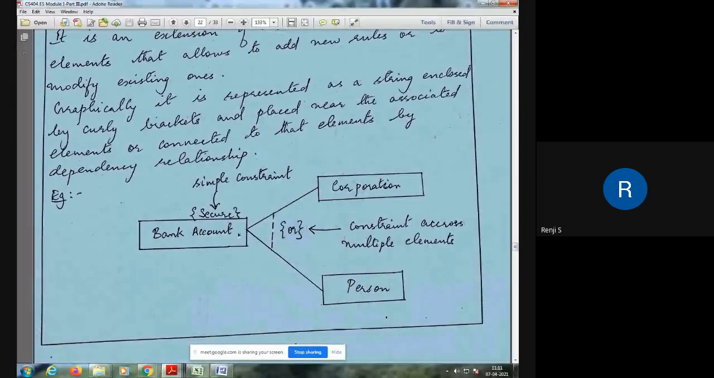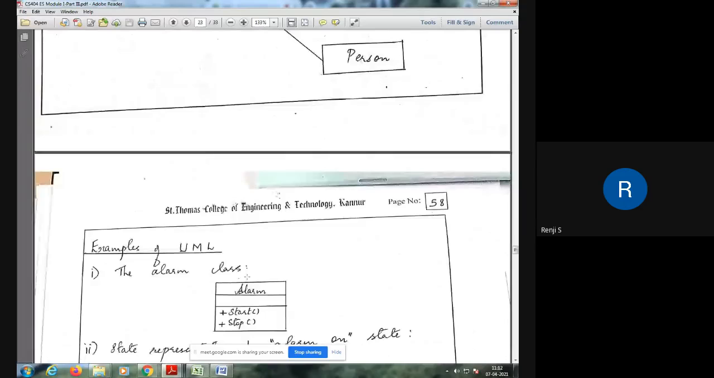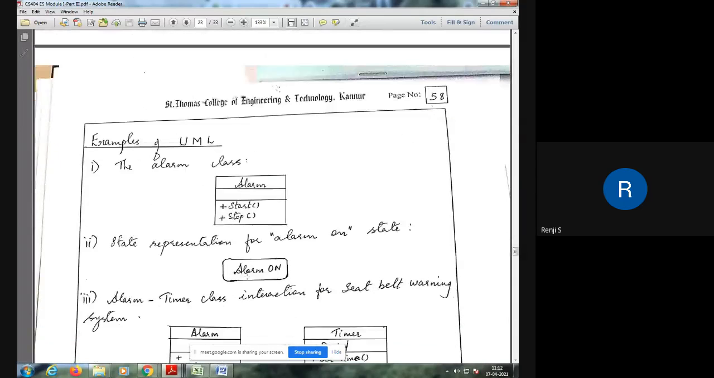Then again, even without a relationship, I can write a simple constraint near the bank account. I'm writing inside curly brackets the condition that it is secure. The bank account should be secure. The condition can be written above the UML element using curly brackets. So these are some of the examples of UML.